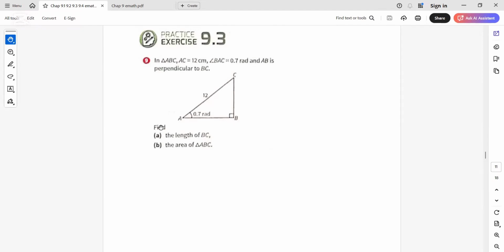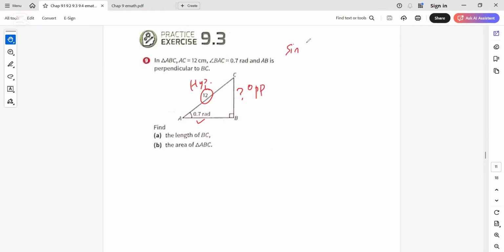So part A, find the length of BC. How do we find the length of BC? For this part, we are going to use SOH-CAH-TOA. This is the angle given, and we want to find this length. We have 12 and the reference angle 0.7 radian. So this is opposite, then this is hypotenuse, so we will be doing sine.